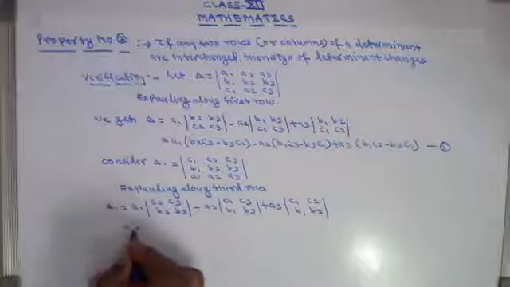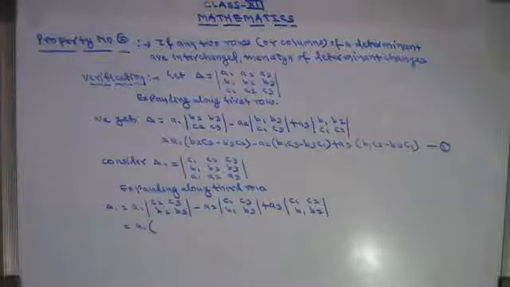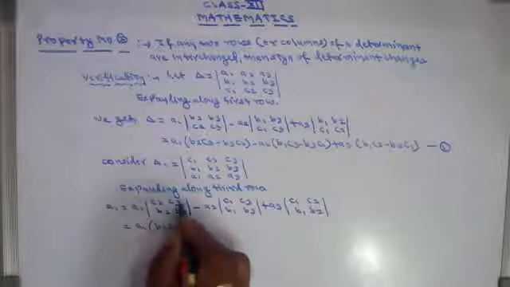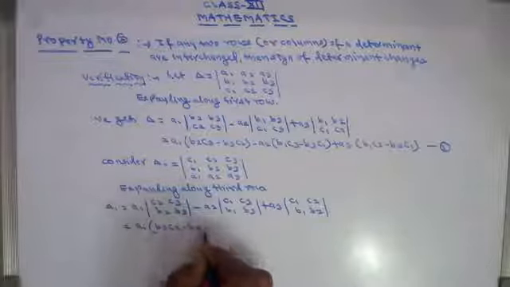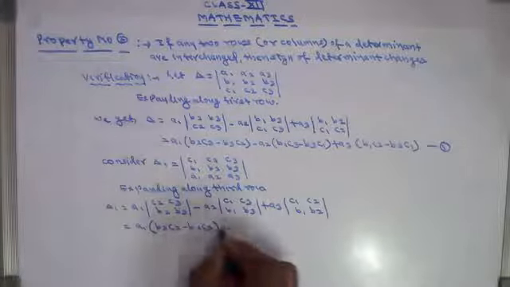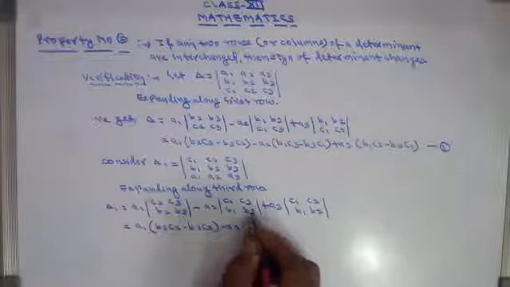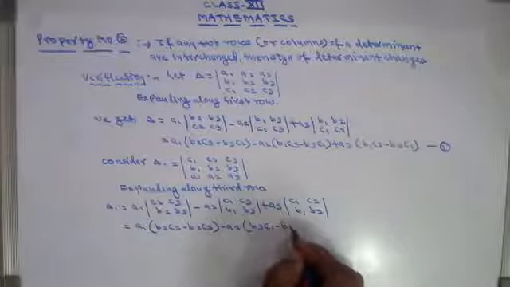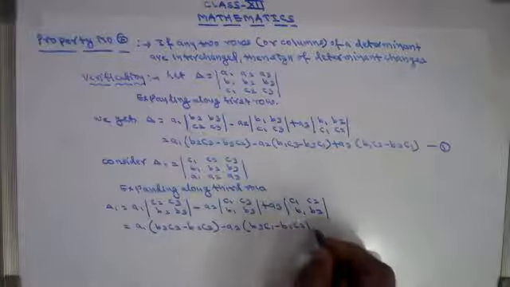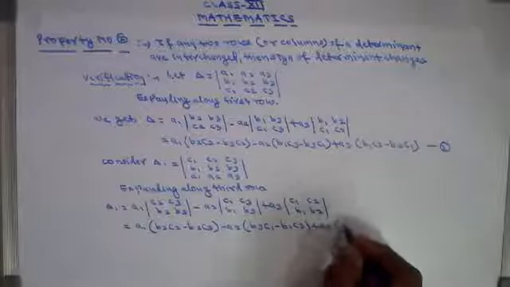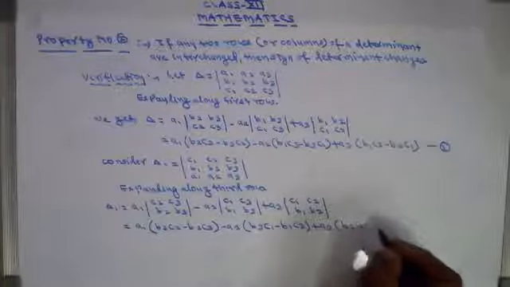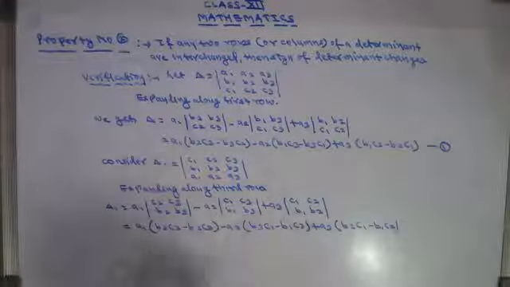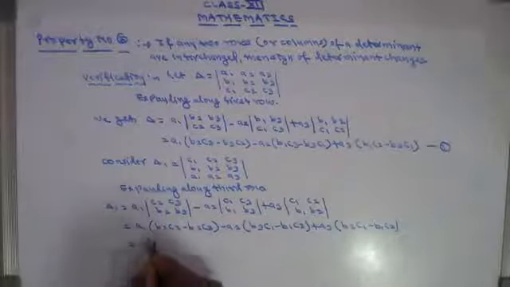Okay, now expand this A1 into bracket, this is B3 C2 minus B2 C3, minus A2 into bracket, this is B3 C1 minus B1 C3, plus A3 into bracket B2 C1 minus B1 C2. Okay, now I am taking minus as common from this.